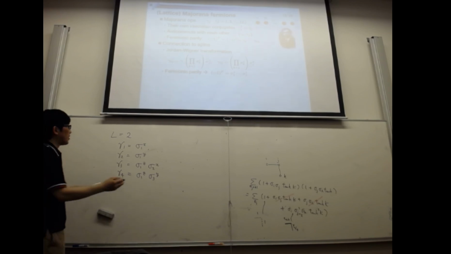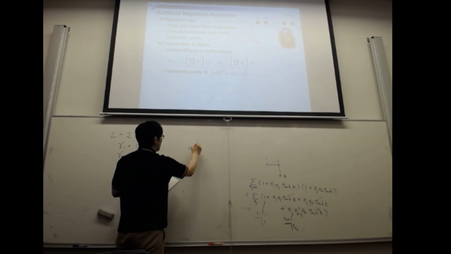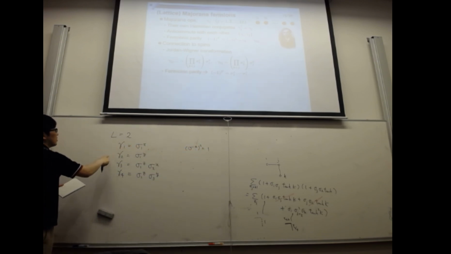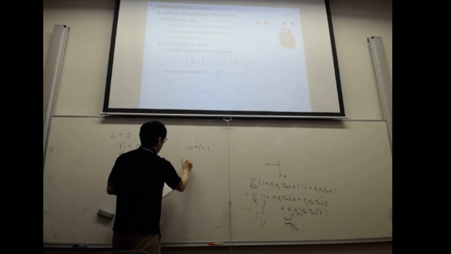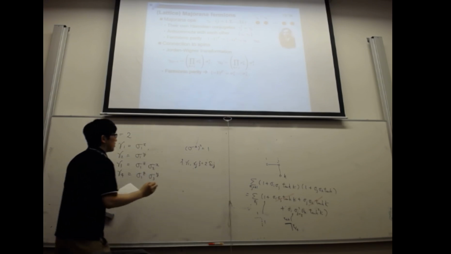And because any of these sigma a squared equal 1 for any a, you see each one squares to 1. So this way you can check that this relation holds, right?